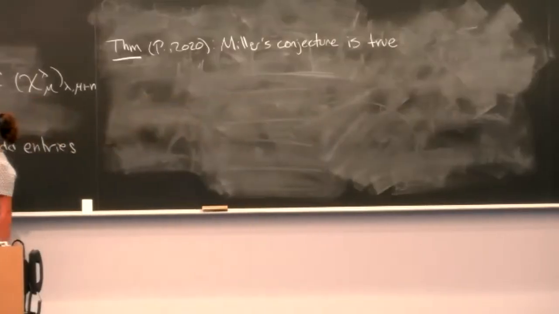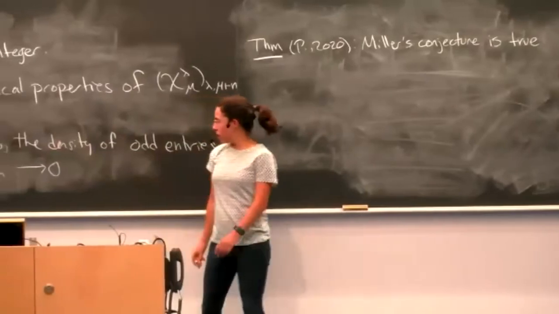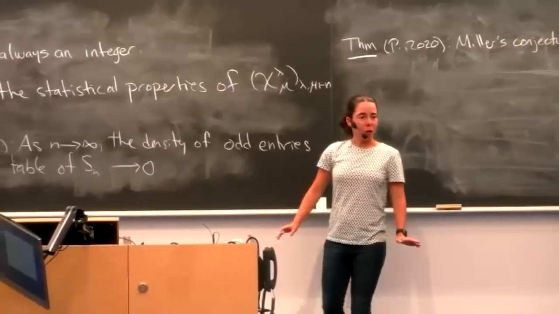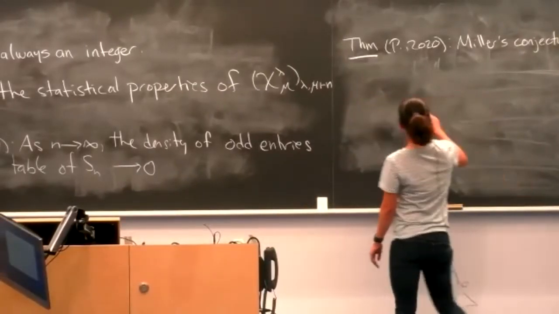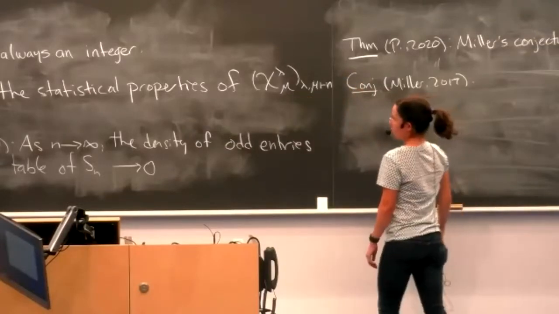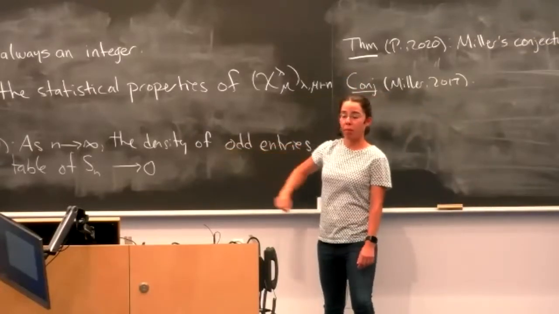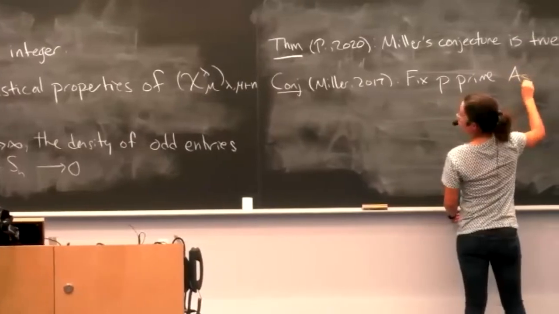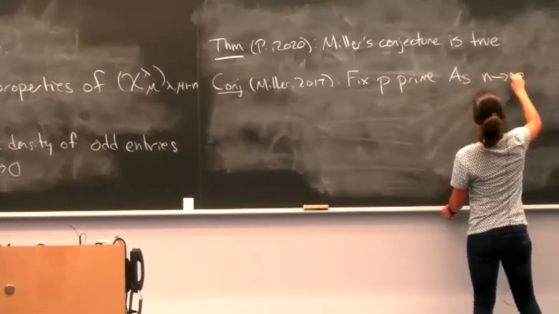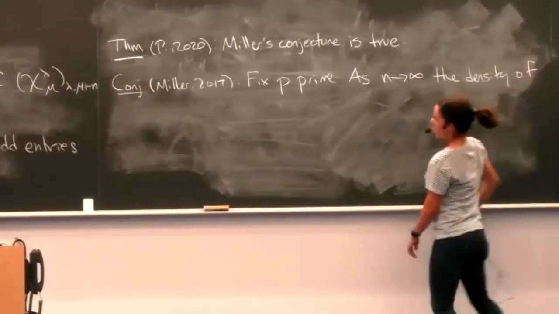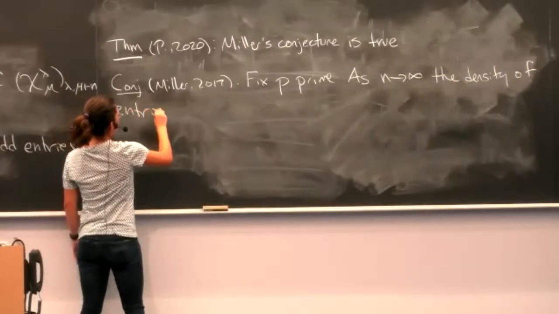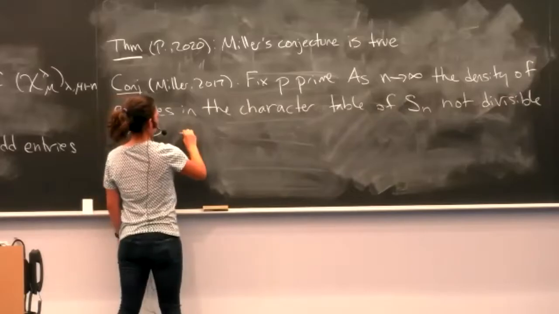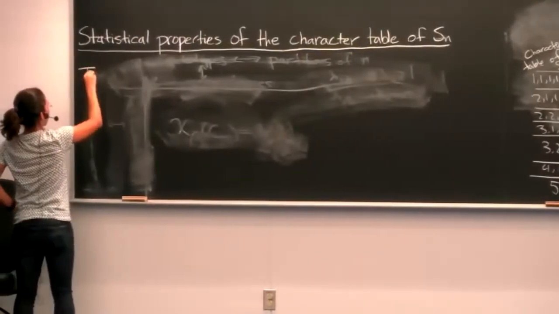So Alex had also computed the entire character table, not just mod 2, of Sn for n up to 38. And he looked at it mod some other primes and prime powers. And based on this, he more generally conjectured that basically the same thing is true for any fixed prime. So if you fix any prime p, then as n tends to infinity, the density of entries in the character table of Sn that are not divisible by p also tends to 0. Right? So Sound and I prove this more general conjecture.